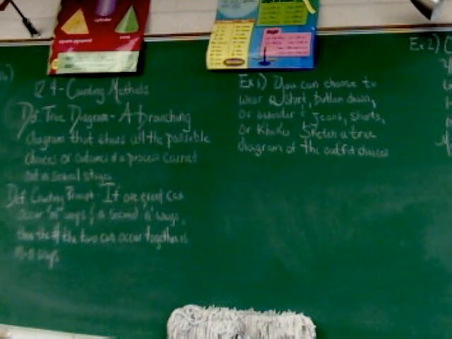Counting principle. If one event can occur m ways and a second n ways, then the number of ways the two can occur together is m times n ways.